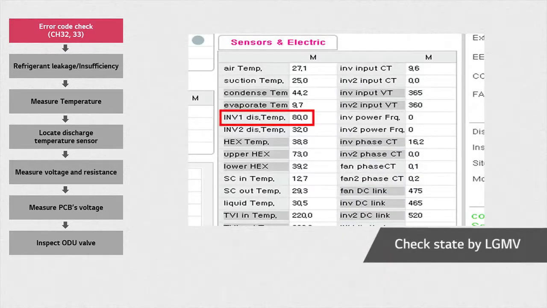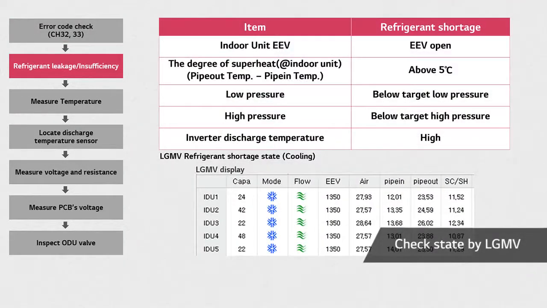Check the discharge temperature using the data from LGMV. In order to solve this problem, start by checking if the refrigerant is insufficient using LGMV. Through LGMV, you can also check the cycle. You can tell that the refrigerant amount is insufficient when the indoor unit EEV is fully open and the degree of superheat at the indoor unit is above 5 degrees. Superheat is the difference between the pipe-out temperature and the pipe-in temperature of the indoor unit.